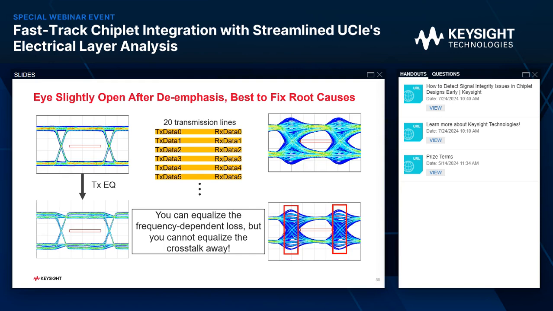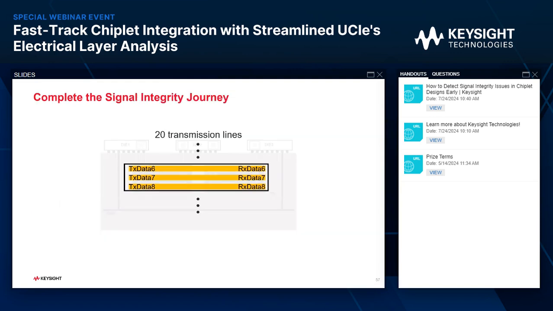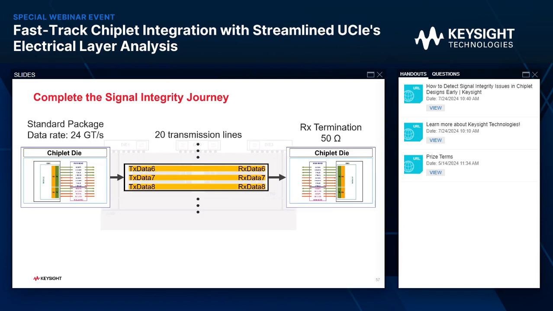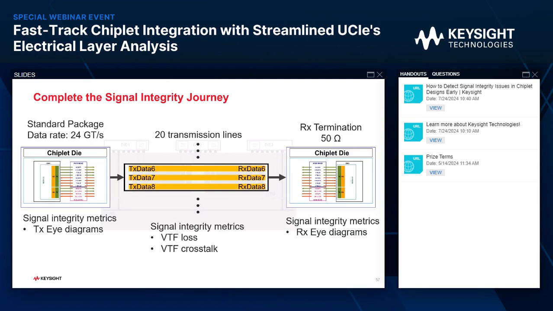All right, I think right now our signal integrity journey is complete, where we look at the transmission lines and send in signals, look at the received. We learn about the TX eye diagrams, VTF loss, crosstalk, and received eye diagrams. Now let's talk about what software you should look for and what in the software you should look for so you can produce all of these signal integrity metrics.